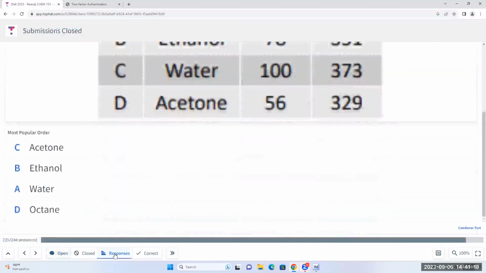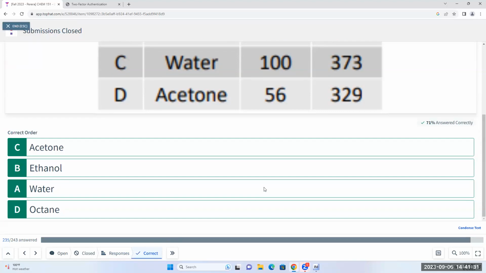The most popular order: acetone has the weakest attractive interactions. Then octane, on the other hand, at the other extreme, has the strongest attractive interactions. And this is the correct answer as well. 71% of us got that. And some of us flipped this. I know that for a fact. All right. Do we have any questions about this?